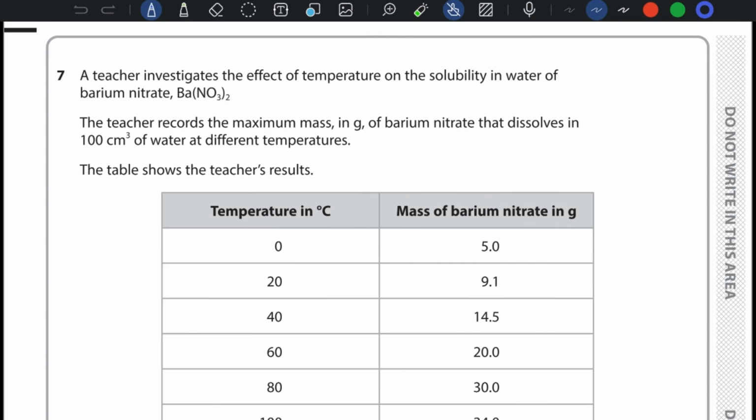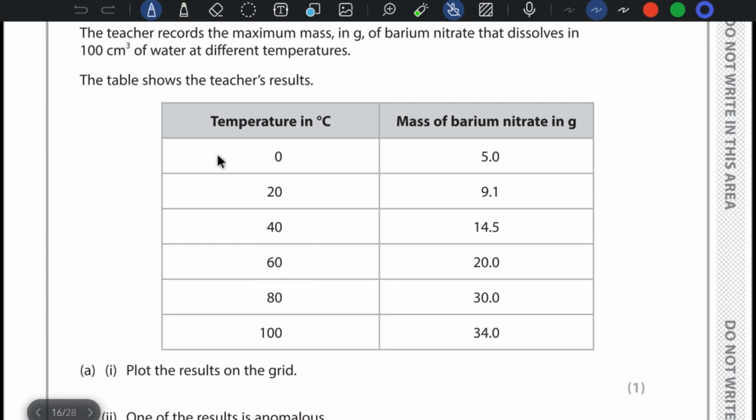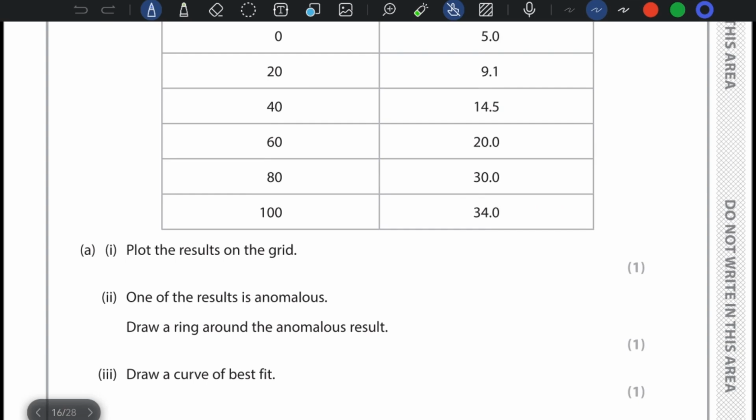Question 7. A teacher investigates the effect of temperature on the solubility in water of barium nitrate, Ba(NO3)2. The teacher records the maximum mass in gram of barium nitrate that dissolves in 100 cubic centimeter of water at different temperatures. The table shows the teacher's results: at temperature 0, 5 grams; at temperature 20, 9.1, and so on. Plot the results on the grid. One of the results is anomalous. Draw a ring around the anomalous result and draw a curve of best fit.